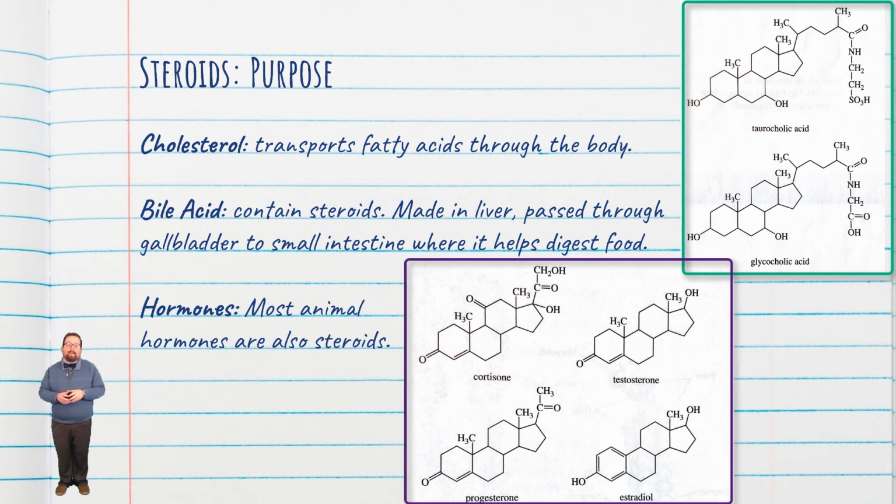4 hormones are pictured here. Take a moment to analyze the structures of these 4 hormones and the 2 bile acid steroids. Notice they all have that 4-ring system within their structure. The major differences are what's attached to the carbons in those 4 rings.